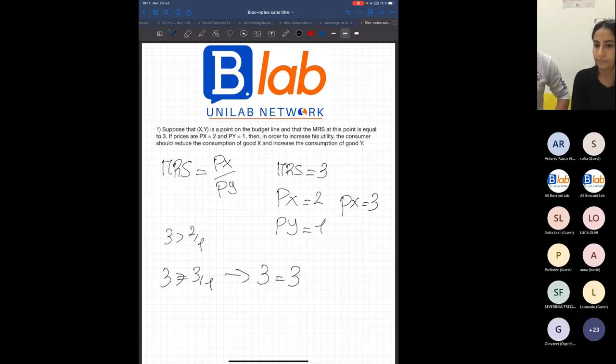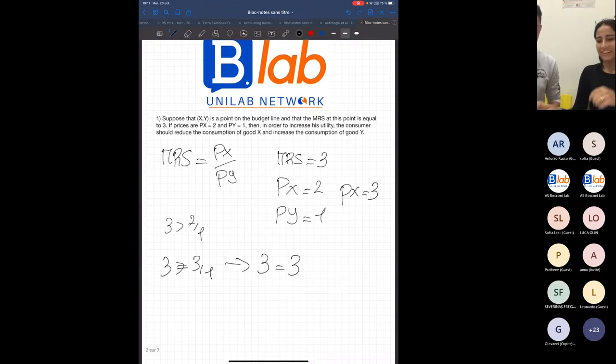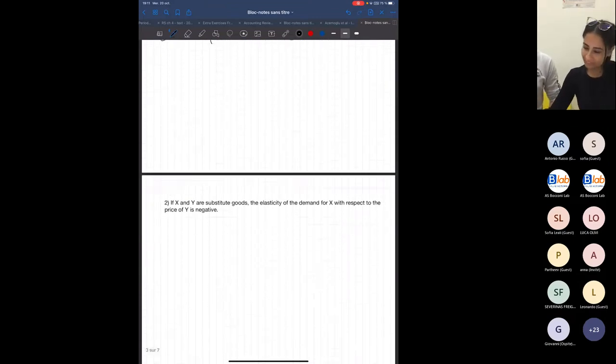Another advice that I give you is sometimes do pay attention on what kind of good you are dealing with and what kind of utility relationship you're dealing with, whether there are substitute goods, complementary goods. In that case, just make sure that you are not just doing the P of X over P of Y, but you are applying all the different scenarios of the case. All good? I think so. Okay, I'll take it as a yes. All right. Let's go with the next one.